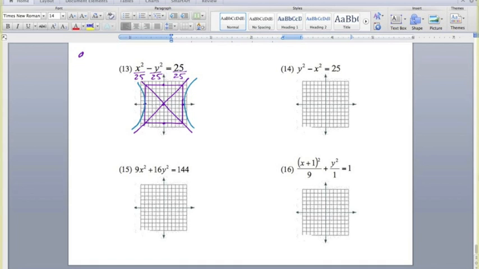Number 14 looks almost exactly the same as 13. What's going to be different? It's going to go in the top and bottom sections. All the measurements are the same. All the numbers are the same. So it's going to give us exactly the same picture in terms of our center and the box and the asymptotes. But when we draw it in, we're just going to draw it into the top and the bottom sections because the y comes first.